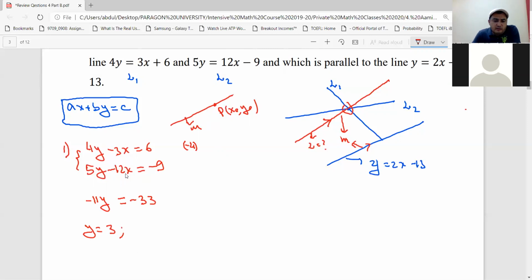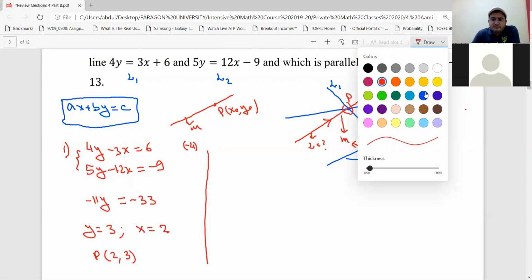And if you substitute either in the first equation or in the second equation, we can find the value of x. So that is 3. Here we have 12, right? 12 minus 6, it is 6. So x is equal to 2. Let's just check one more time to make sure that it's correct. 4 times 3, 12. 3 times 2, 6. 12 minus 6, 6. That's correct. So let me just label this point by P. So the coordinates of the intersection point is 2 and 3. That is our first step.